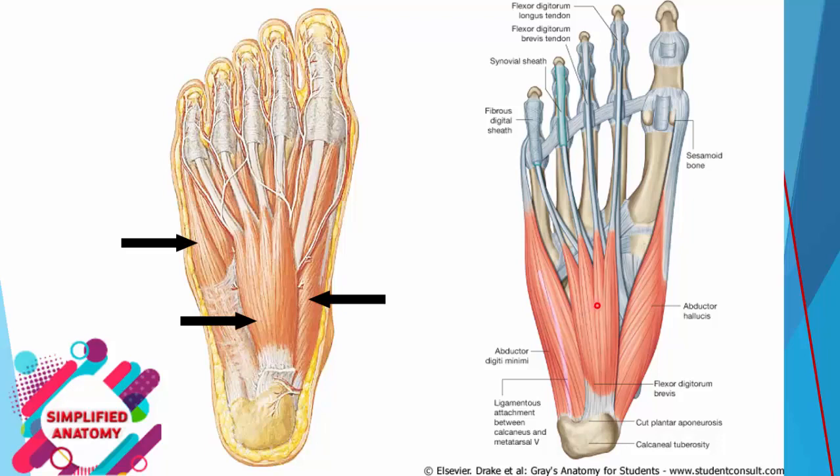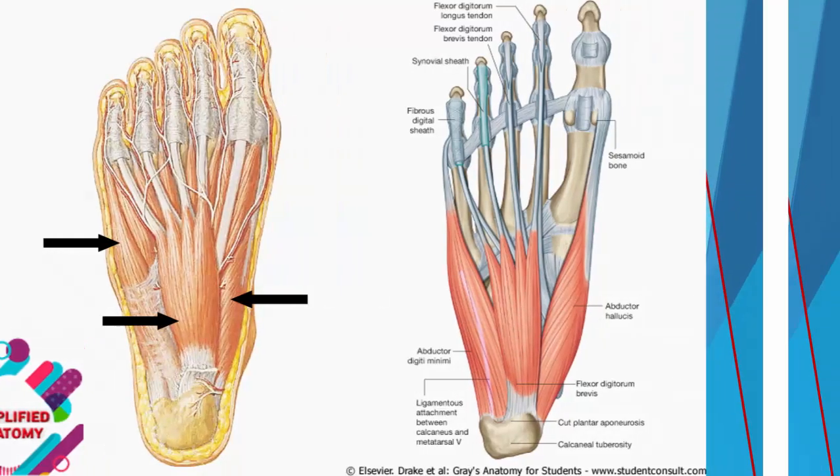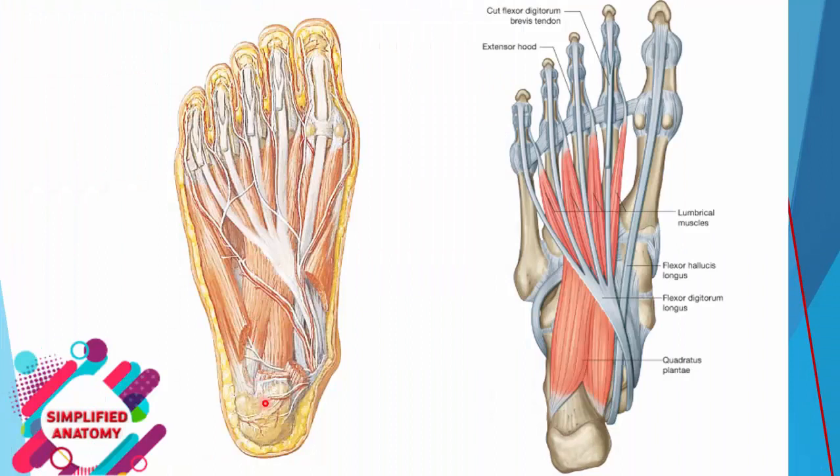And in between, flexor digitorum brevis. After we cut the first layer muscles, we will find the second layer. If you see here, many muscles are removed to see two long tendons. This tendon is called flexor hallucis longus that goes to the big toe. And this tendon is called flexor digitorum longus.